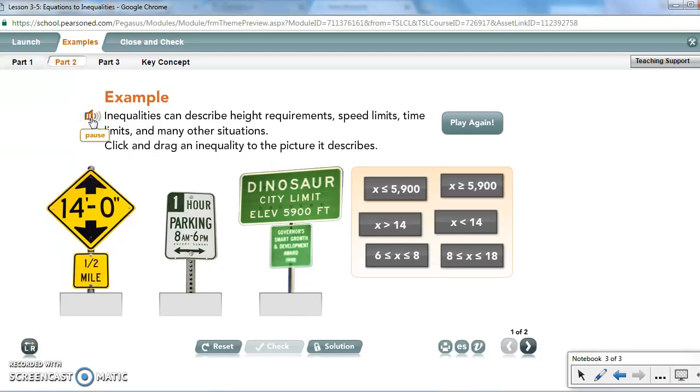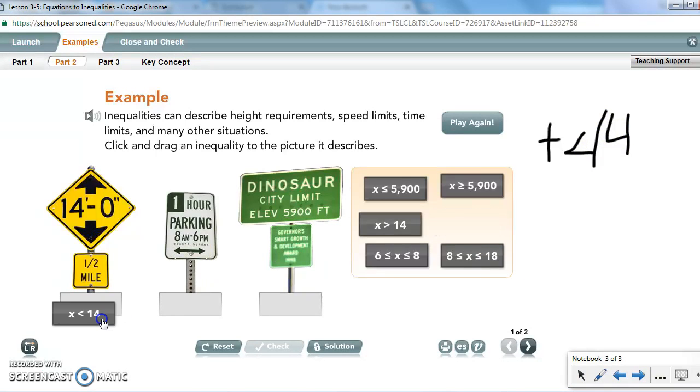Inequalities can describe height requirements, speed limits, time limits, and many other situations. Click and drag an inequality to the picture it describes. So for here, if you're driving a truck that is higher than 14 feet, do you think that you're going to be able to get under that bridge? No. So if you're a truck, or any variable, you want to be less than 14 feet tall. So which one can be represented with that? Well, I know that there is x is less than 14.